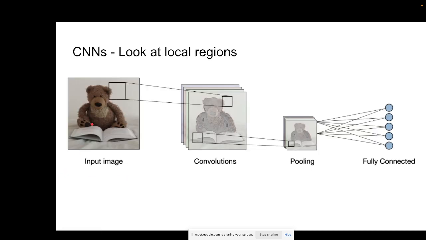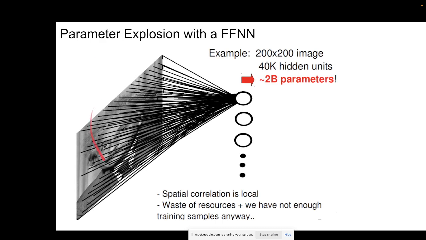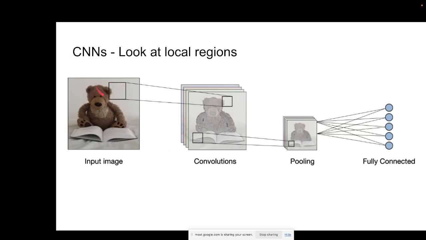Coming to CNNs, it looks at local regions, like we said. Suppose this is an input image, a teddy bear which is reading a book. Now what we do is, instead of looking at this entire image, we look at it patch-wise, a small region of it. What do I mean by looking? Whatever you saw here, 40k connections, instead of having all those 40k connections, we will only have connections that can handle this much data.